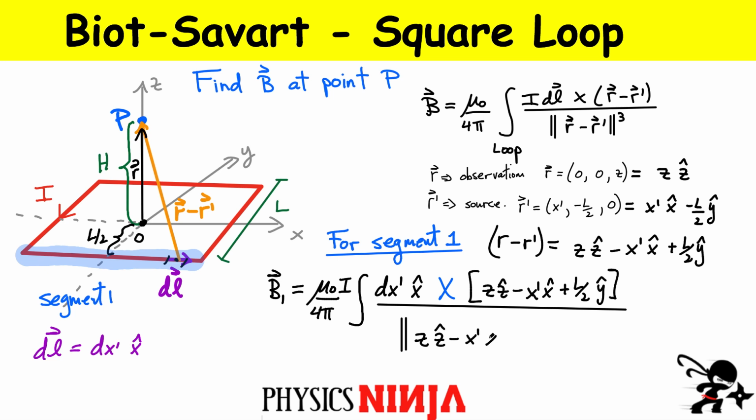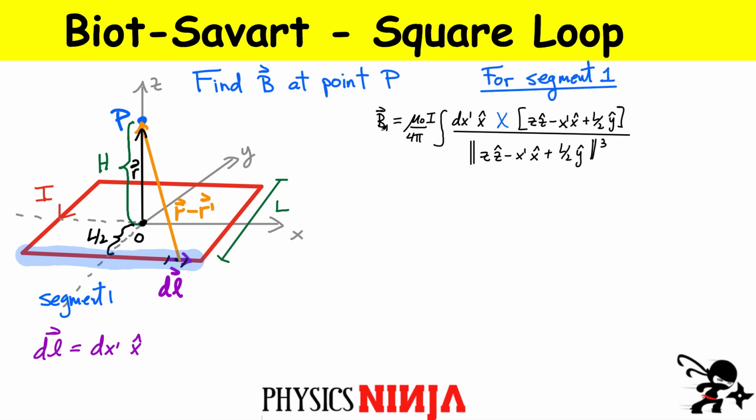X prime x hat, and plus L over 2 y hat. All right, hopefully you can follow me, and this is over 3. All right, the next thing I want to do now is work on this cross product here. Okay, so let's go on the next page and do that.